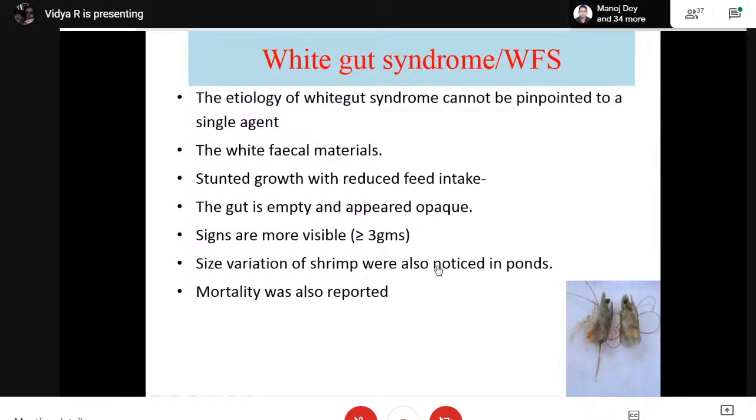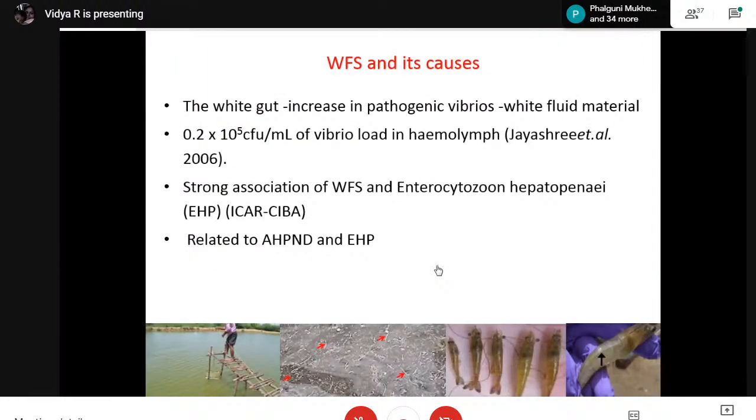This white gut syndrome is more visible in shrimp above 300 grams, and it is noticeable with size variation also seen in the shrimp. Mortality is also reported, and white gut syndrome is also called white feces syndrome. The affected farms may contain white colored fecal threads floating all over the ponds. That is an indication of white gut syndrome in the animals.